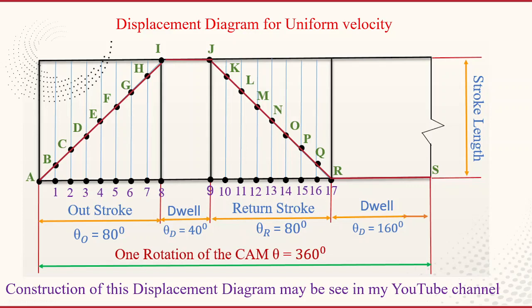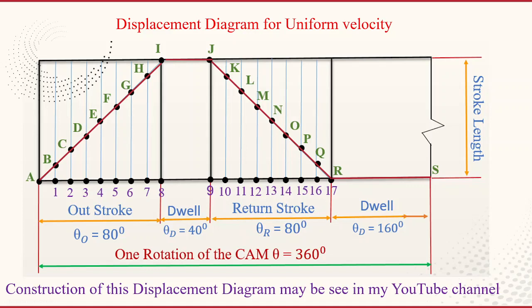This displacement diagram is constructed by first drawing a rectangle. The length of the rectangle is equal to one complete rotation of the cam, and the height of the rectangle is equal to the stroke length. Now divide this entire rectangle into the outstroke, dwell, return stroke, and dwell according to the angles of rotation. Then the outstroke and return stroke are divided into a number of equal parts. Here I have taken 8 equal parts for both the outstroke and return stroke.